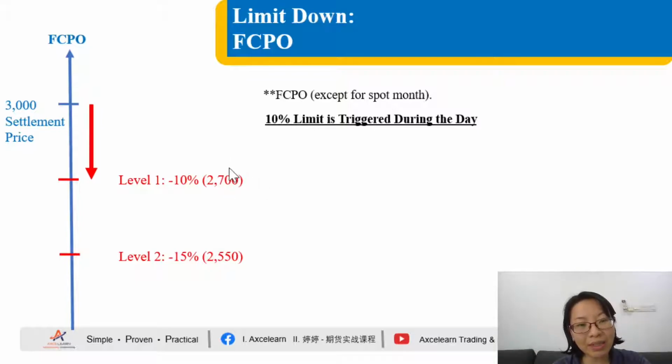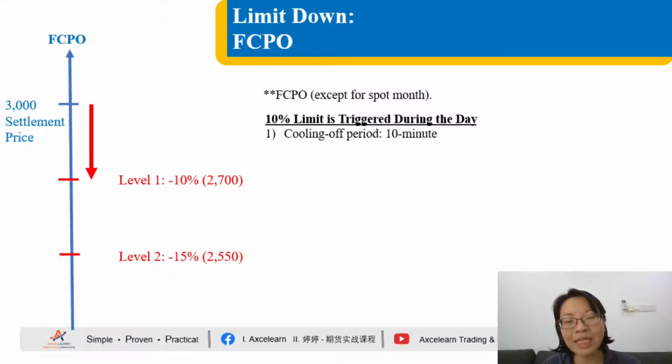Then from this limit down, what is going to happen? You are going to refer to the rules. If the 10% limit down is triggered during the day, the first thing you need to know is that there will be a 10 minute cooling off period. During these 10 minutes, they hope that news will be provided in the market, then you will know what is happening.